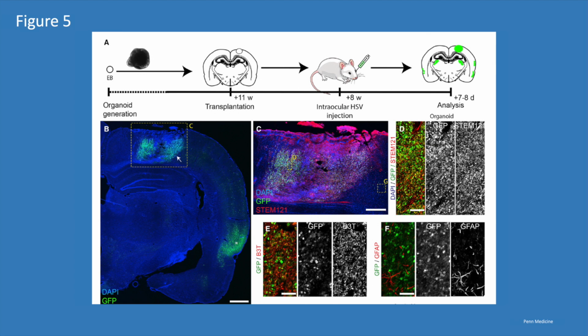Importantly, these HSV-labeled cells that are GFP-positive within the organoid grafts exhibit neuronal characteristics, shown through their co-labeling with the neuronal marker beta-3 tubulin in image E. In contrast, these GFP-positive cells did not co-localize with GFAP in image F, suggesting that they're unlikely to be astrocytes.